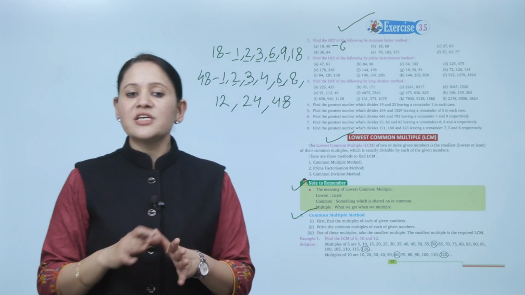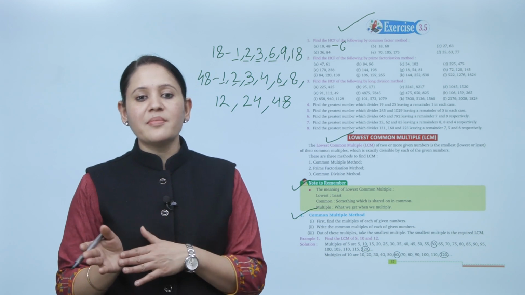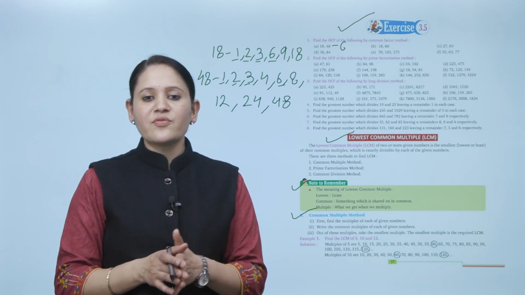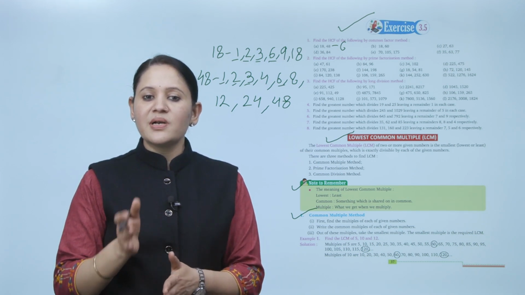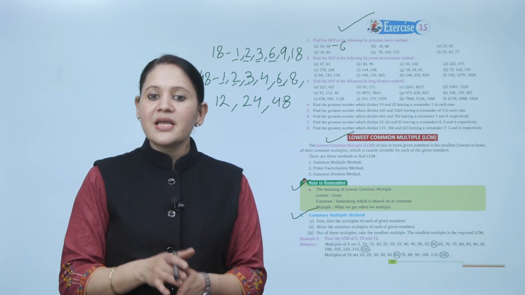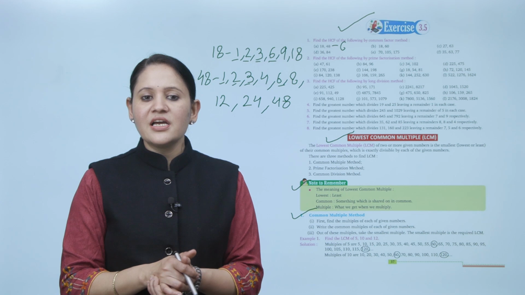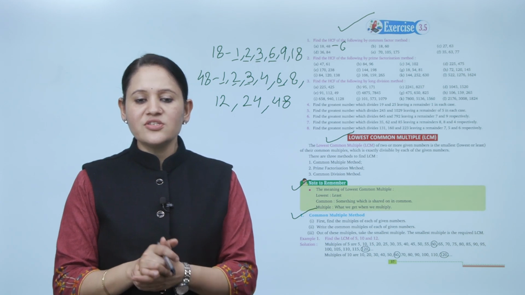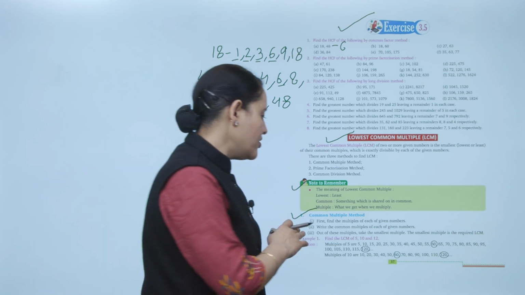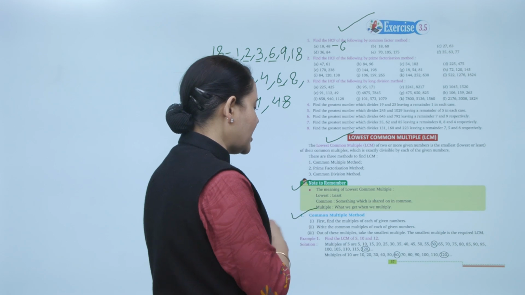In this method, first find out the multiples of each given number. Write the common multiples of each given number. Out of these multiples, take the smallest multiple. The smallest multiple is the required LCM. For example, find the LCM of 5, 10 and 12. So first we write out the multiples of 5, 10 and 12.